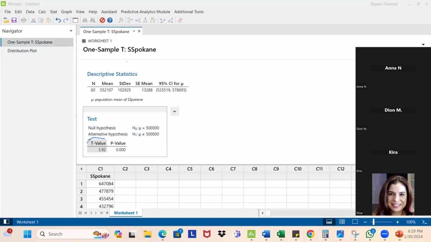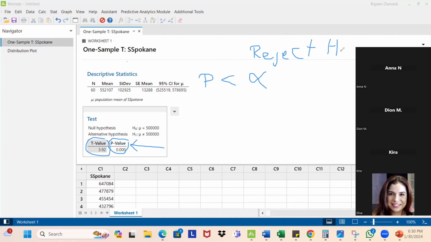Instead of going into the t value, you can decide based on the p value. Remember the rule of thumb: if p value is less than alpha value, then reject the null hypothesis.